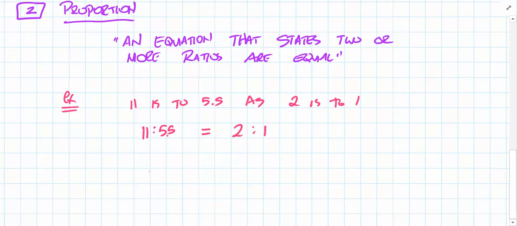But the most effective way for us is going to be this. 11 over 5.5 is the same thing as 2 over 1. Is that fair enough? We have 2 ratios set equal to each other. Now all of a sudden we have a proportion. Is that easy enough, you guys? So you see the difference between ratio and proportion? Give me a heads up if that's good. You guys good with that? Okay, good with that.